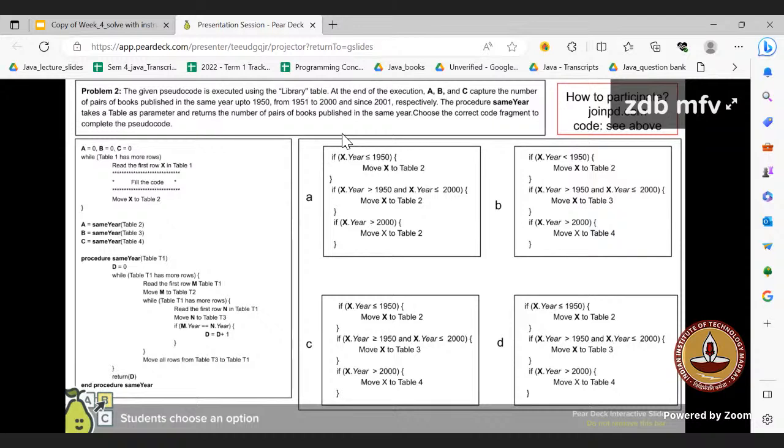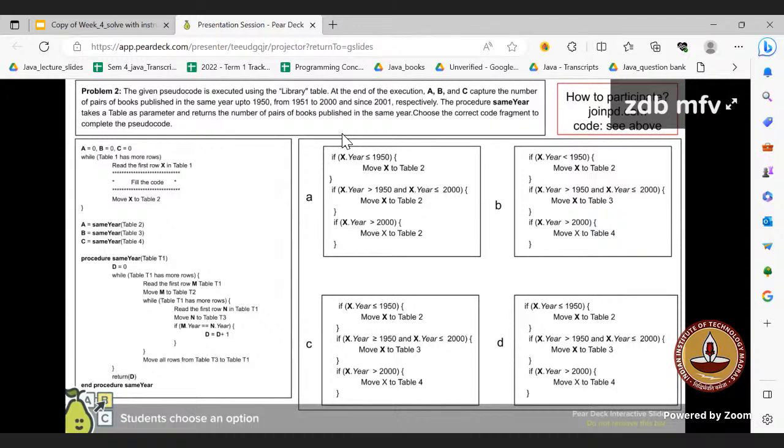But ma'am, we are forming the pairs of the books which have the same year of publishing. Yes, same year of publishing. We are counting. What is your doubt? Ma'am, according to me, A should store the books which have the publishing year up to 1950, whether it be 1938, 1949, or 1942.